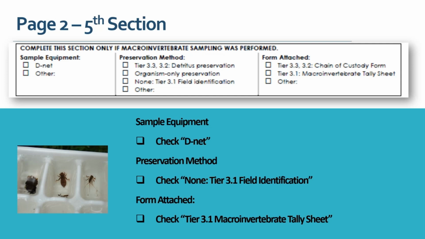And then on the right, where it says the form attached, the form that you're going to be attaching is the Tier 3.1 macroinvertebrate tally sheet. Erin showed you that in one of her slides yesterday, and she'll go over that in more detail.